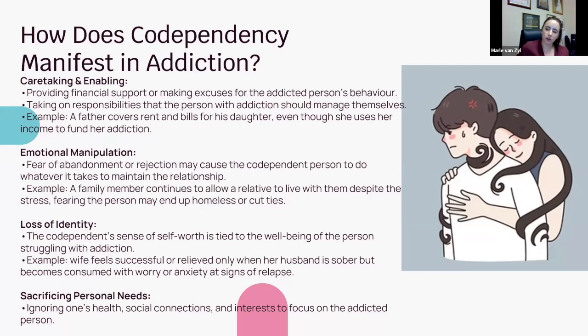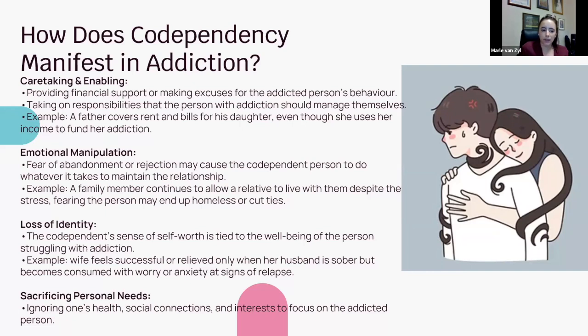Another way that codependency manifests is through emotional manipulation. So we often have the fear of abandonment or rejection that may cause the codependent person to do whatever it takes to maintain the relationship. So an example of this is a family member continues to allow a relative to live with them despite the stress, fearing the person may end up homeless or cut ties.